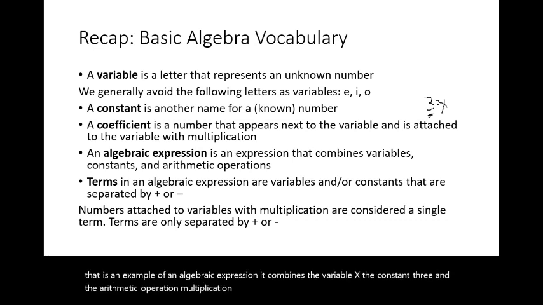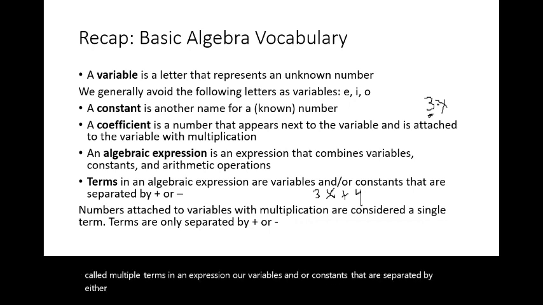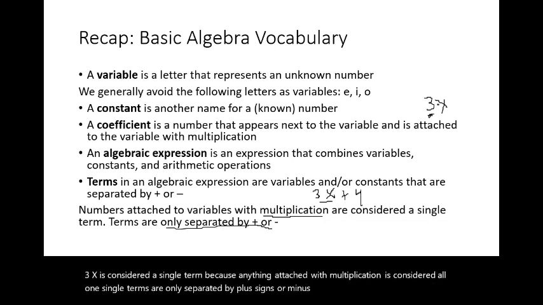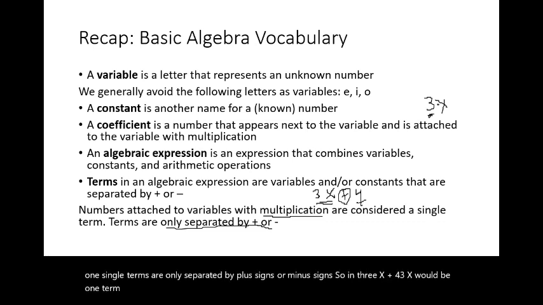But in an algebraic expression, you can have what are called multiple terms. Terms in an expression are variables and or constants that are separated by either a plus sign or a minus sign. So for example, the expression 3x plus 4 has two terms. 3x is considered a single term because anything attached with multiplication is considered all one single term. Terms are only separated by plus signs or minus signs. So in 3x plus 4, 3x would be one term. The plus sign would separate them into two terms, and 4 is its own term.